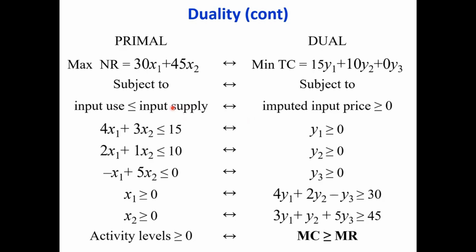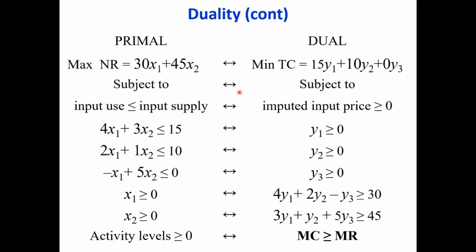Now, here's an example. So we have net revenue 30x1 plus 45x2 subject to input use less than or equal to input supply. And we've got these three constraints and these two greater than or equal to 0. And that means that our activity levels, these x1 and x2, are greater than or equal to 0. Now, how do we convert that into a dual problem?